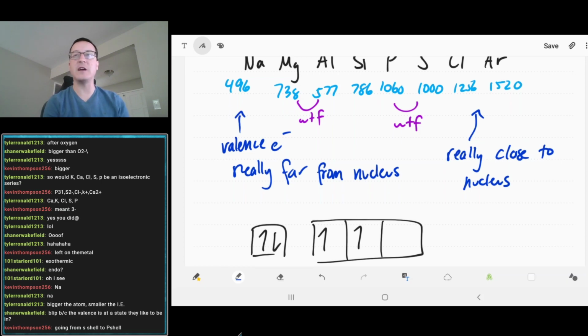But suffice it to say the trend is pretty obvious, right? We can see that the bigger the atom is, the easier it is for us to grab the electron off. So let's not worry about the blips. Let's just kind of understand that they're related to the size. There we go. That's what I'm trying to say.